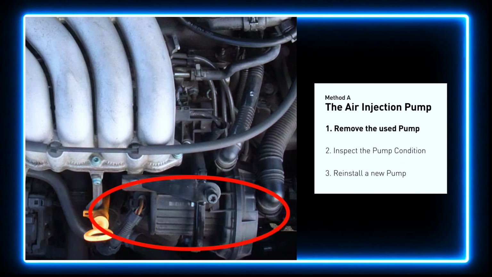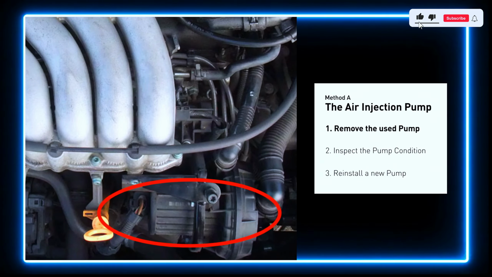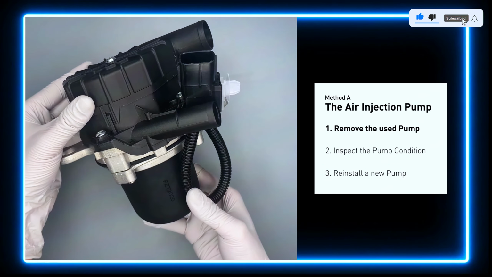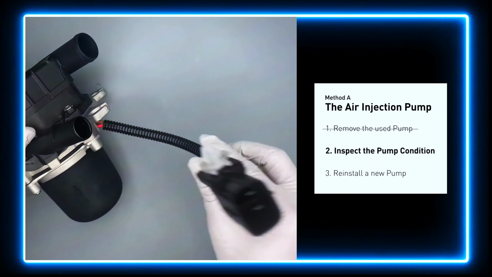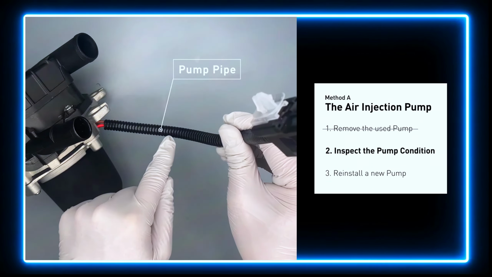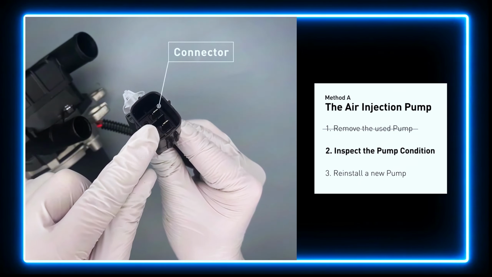The air injection pump will be placed at the front of the engine with a serpentine belt wrapped around it. First, carefully remove the air injection pump from your engine. Visually inspect the air injection pump's pipe and the connector for any damage.